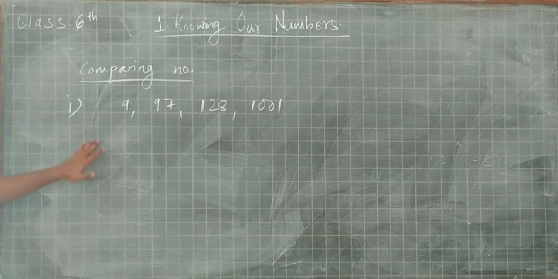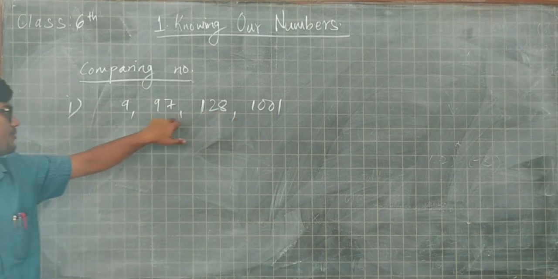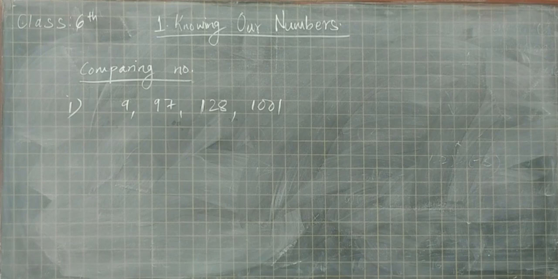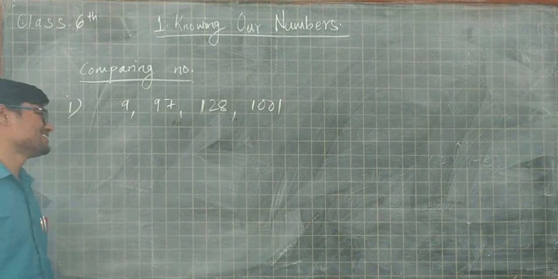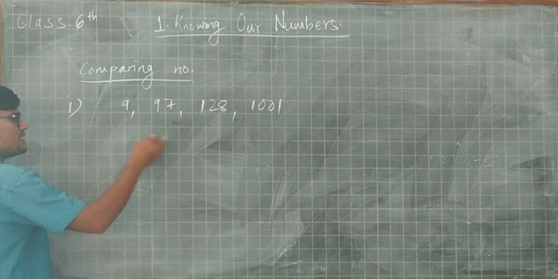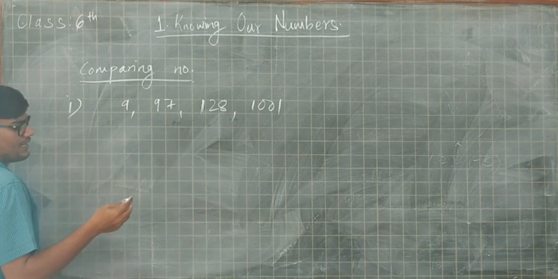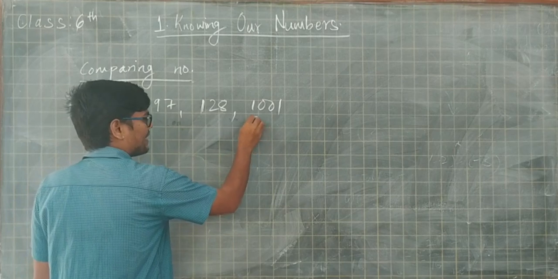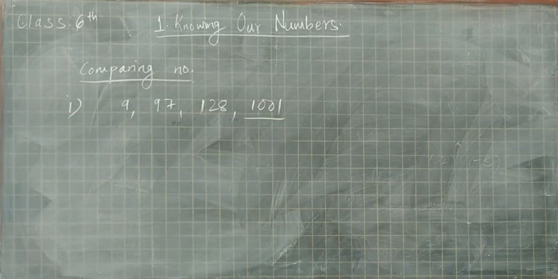Okay, look at these four different numbers. If I ask you what is the greatest number among these four numbers, we can clearly tell that 1001 is the greatest among these four numbers. And what is the smallest number? We can easily identify that 9 is the smallest number among these four.